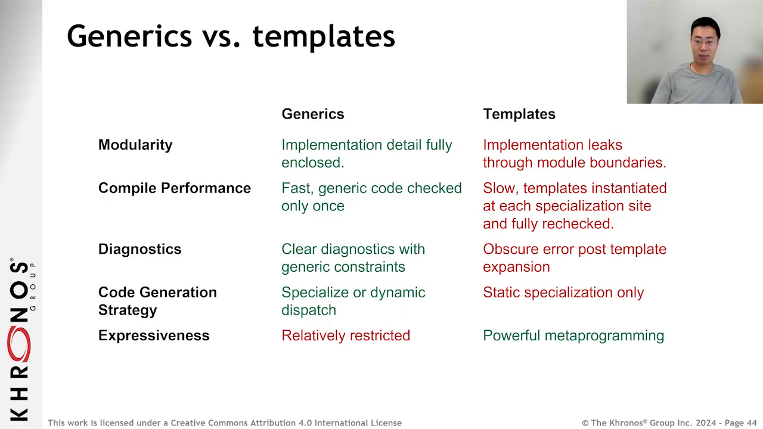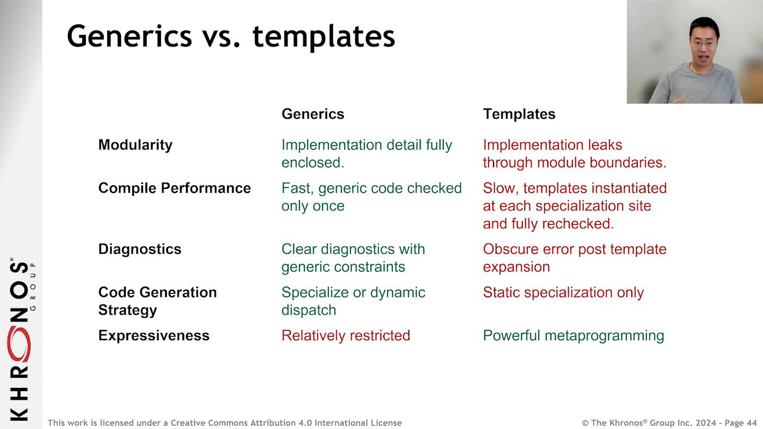And then for compile performance, this is another win for generics, because the compiler can parse, type check, and then generate code from a generic function body all by itself without looking at all the specializations. With templates, the template needs to be expanded for each call site, and each unique specialization of that template will need to be type checked independently.